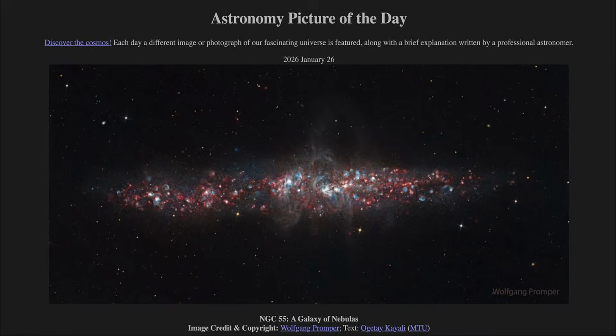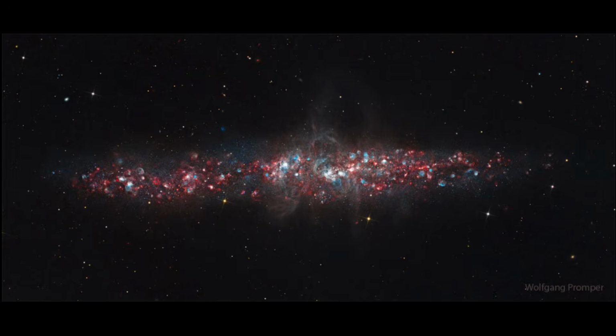Today's picture is titled NGC 55, a galaxy of nebulas. So what do we see here? Well, here we see the galaxy known as NGC 55. And we're seeing the galaxy edge on. It would be an example of a spiral galaxy because we can see the flattened disk here. And galaxies, like a spiral, would have a flattened disk and would also have a lot of nebulae in them.